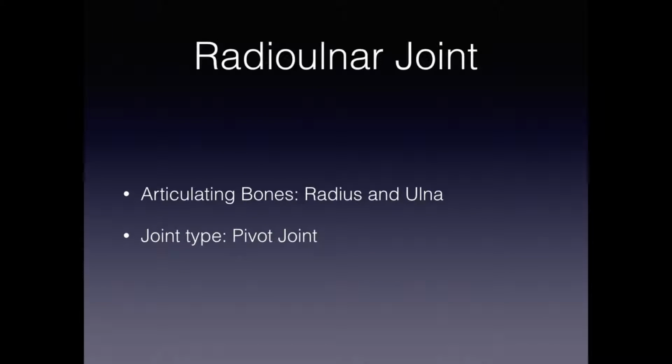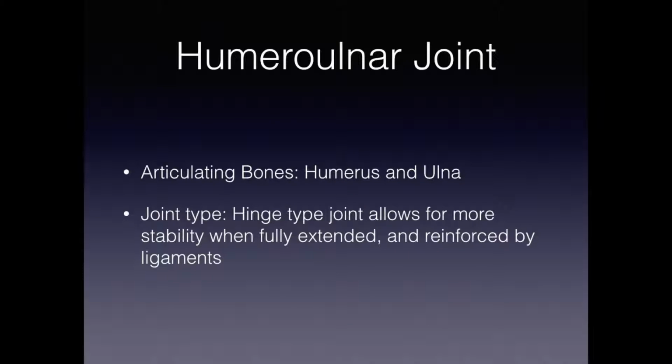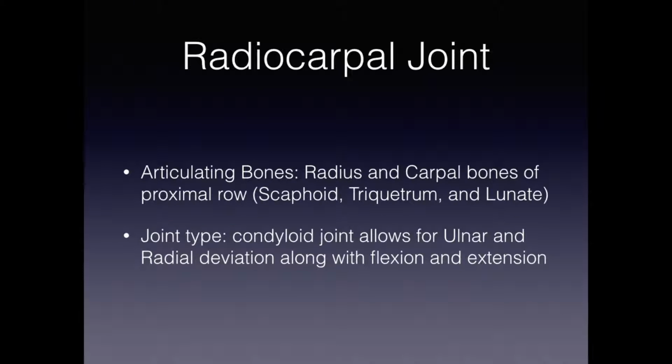Radial ulnar joint, articulating bones are the radius and the ulna. It's a pivot joint. Humeral ulnar joint, articulating bones: humerus and ulna. Hinge type joint, allows for more stability when fully extended and reinforced by ligaments. The radiocarpal joint, articulating bones: radius and carpal bones of the proximal row, scaphoid, triquetrum, and lunate. Condyloid joint, allows for ulnar and radial deviation along with flexion and extension.